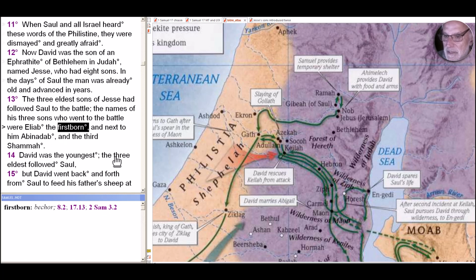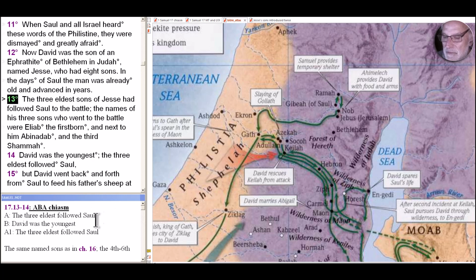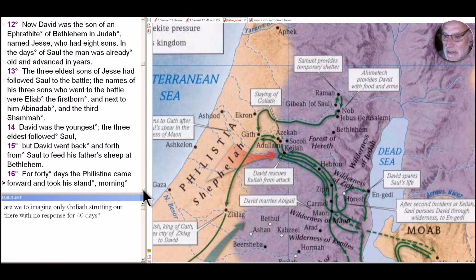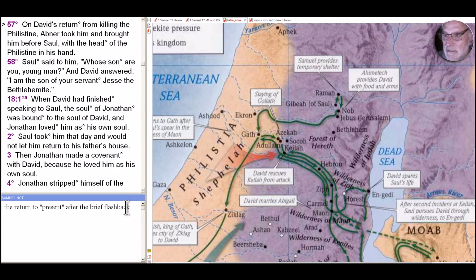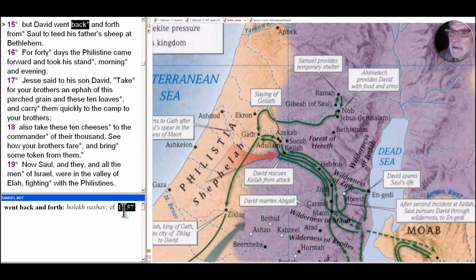So David is the youngest, and we're repeated here, the three eldest followed Saul, which makes a little chiasm here. We see the phrase, the three eldest sons of Jesse followed Saul, and we see that repeated here, and then David is the youngest in the center there. So really emphasizing that they have left their father and are following Saul. But as we see in verse 15, David, at least symbolically, is going back and forth. David went back and forth here, halak bashav, shav to return, and we'll see, ironically, let's look at that now in 757, where we see another return after he returned from killing the Philistine. So he'll return here from Saul, and he'll return later from killing the Philistine.